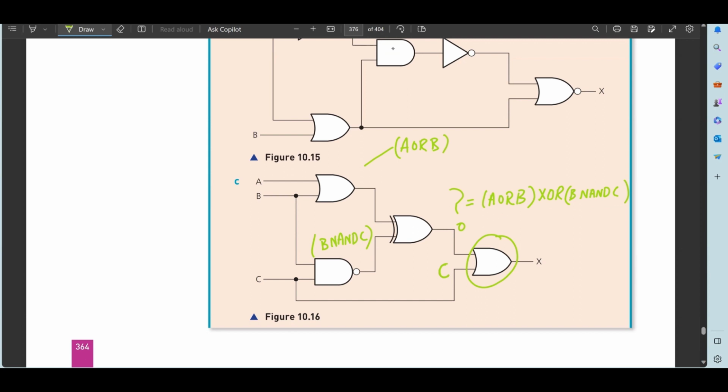And now we can write the expression for the last XOR gate, which is X is equal to the whole of the upper, A or B, XOR B NAND C, OR and C, right?